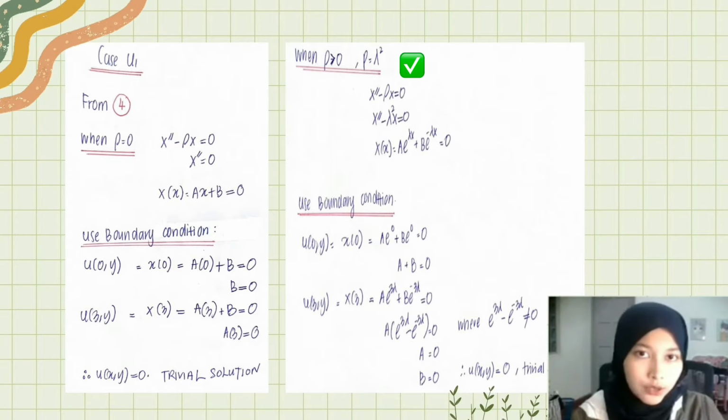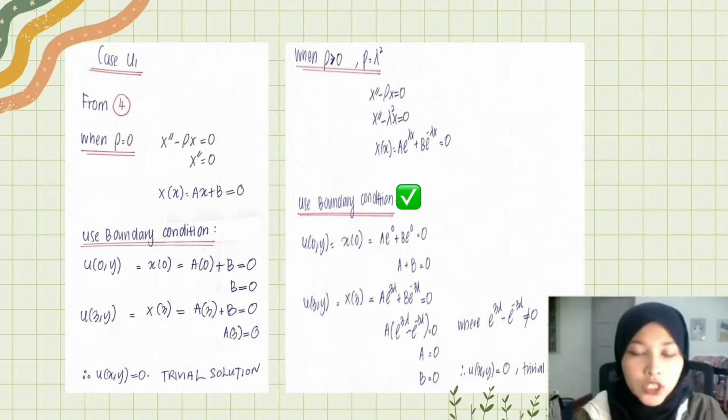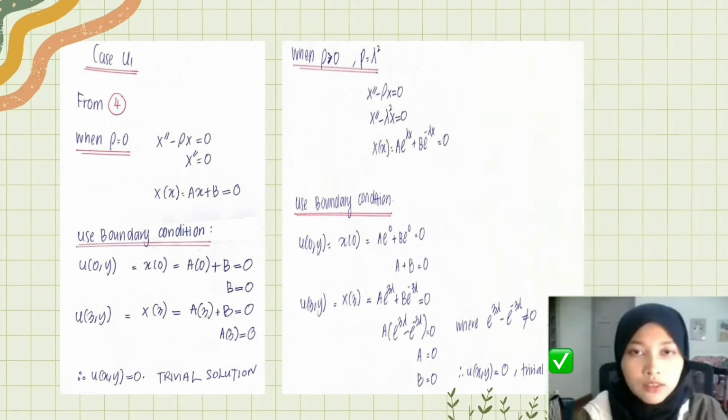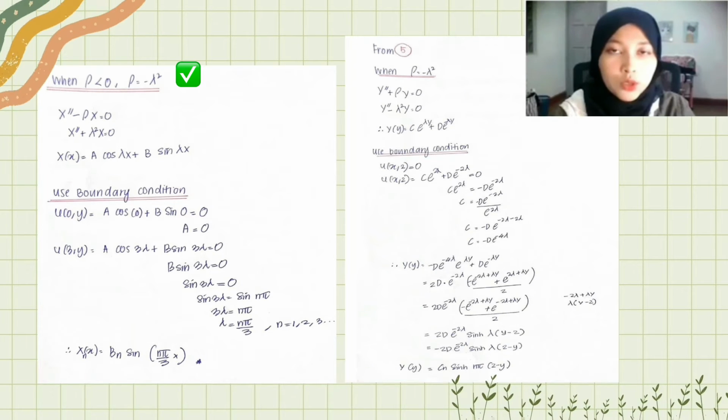Okay, when p greater than 0, p is equal to lambda square. X double prime minus lambda square X equal to 0. We will get the general solution for X is a exponent power of lambda x plus b exponent negative lambda x. We use boundary condition u(0,y), substitute into the X equation, and we will get a plus b equal to 0. And using the next boundary condition for case u1, we will get b equal to 0 and u(x,y) is a trivial solution.